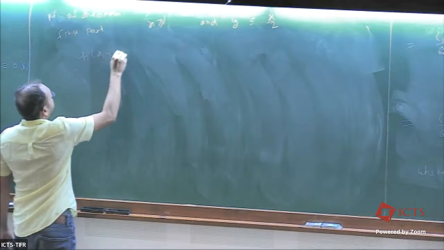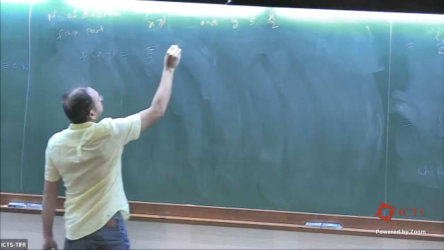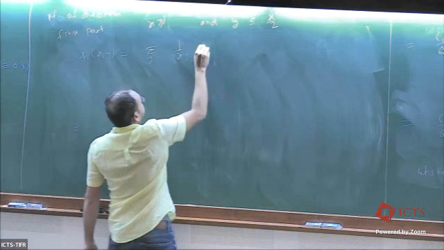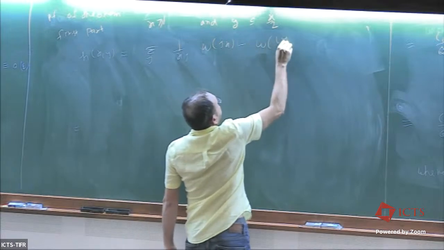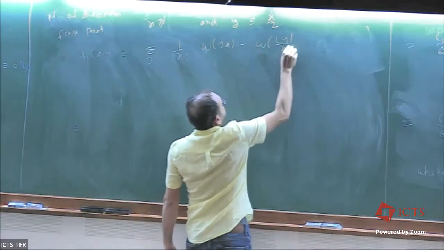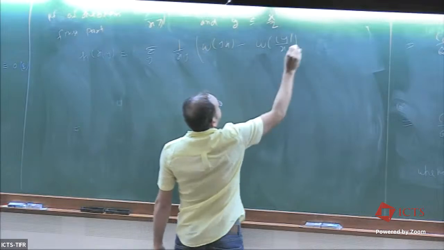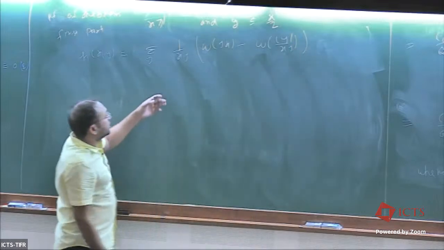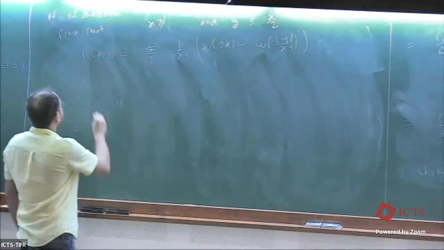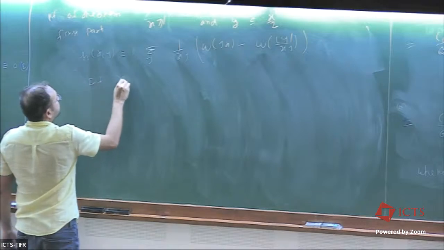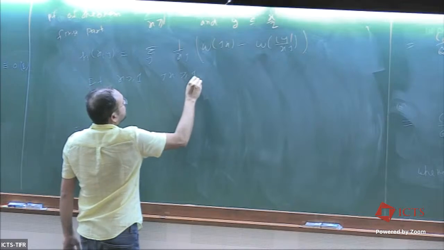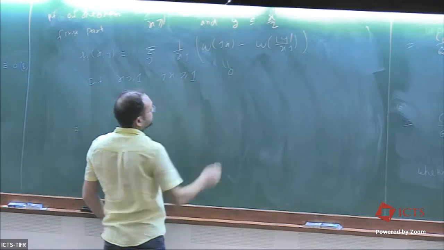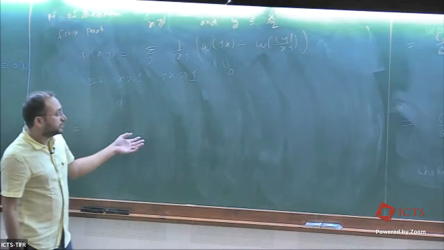h of x,y is nothing but the summation over j of 1 by xj times w of jx minus w of modulus y by xj. Now, if x is bigger than or equal to 1, then jx is also bigger than or equal to 1. So this function is already 0 because the support of w lies between half and 1.